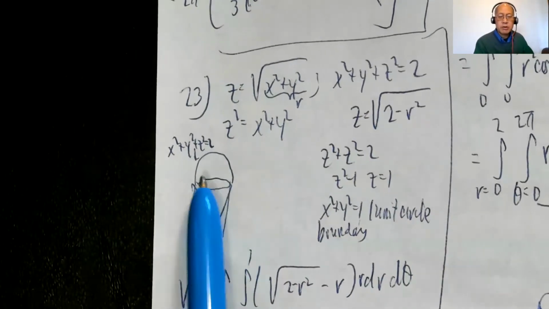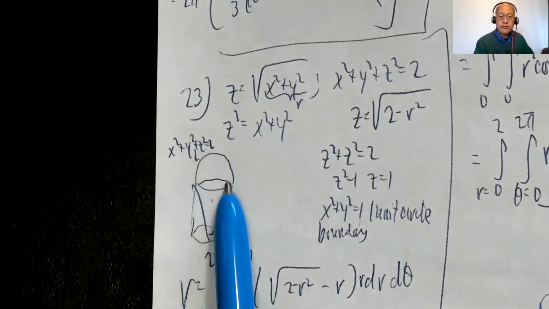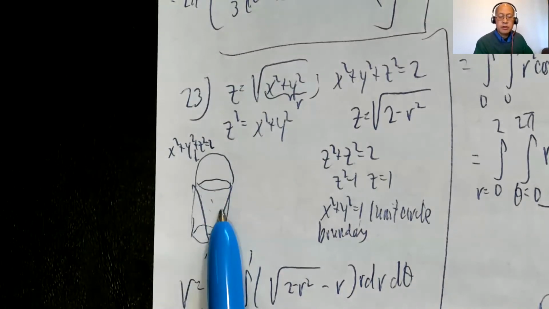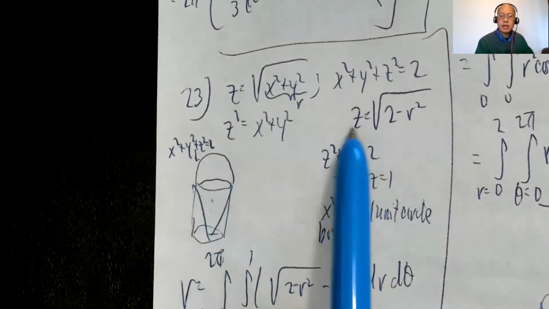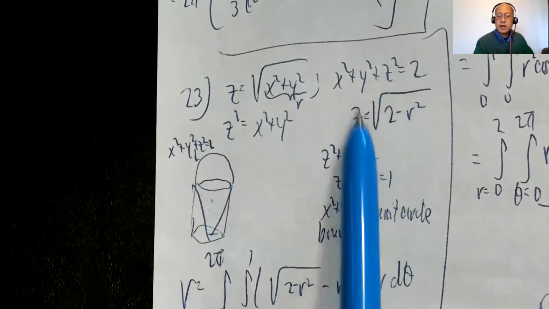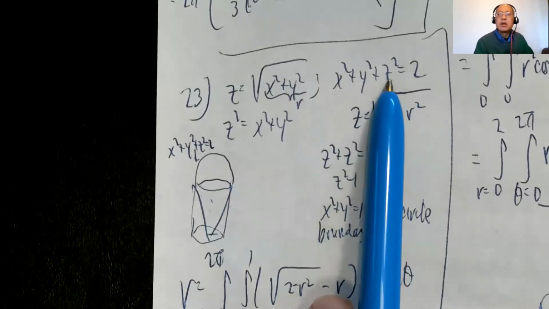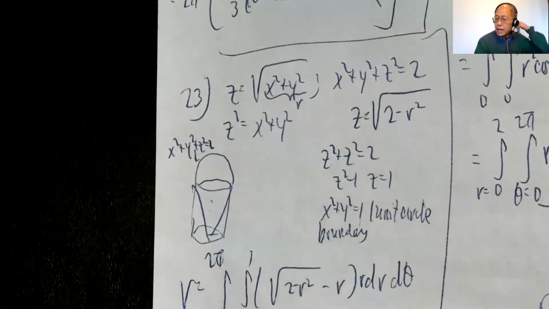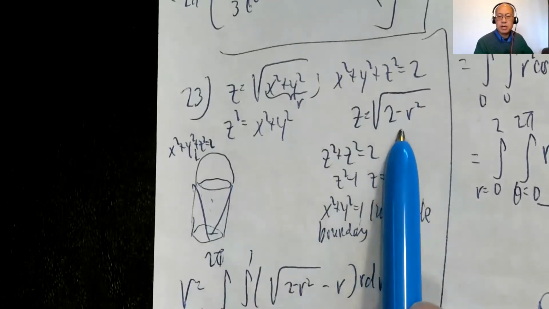So again, I have this ice cream cone thing, looking under the sphere above the cone. Okay, so that's where I'm integrating. If I solve this, I have z equals radical 2 minus x squared plus y squared, which is radical 2 minus r squared.